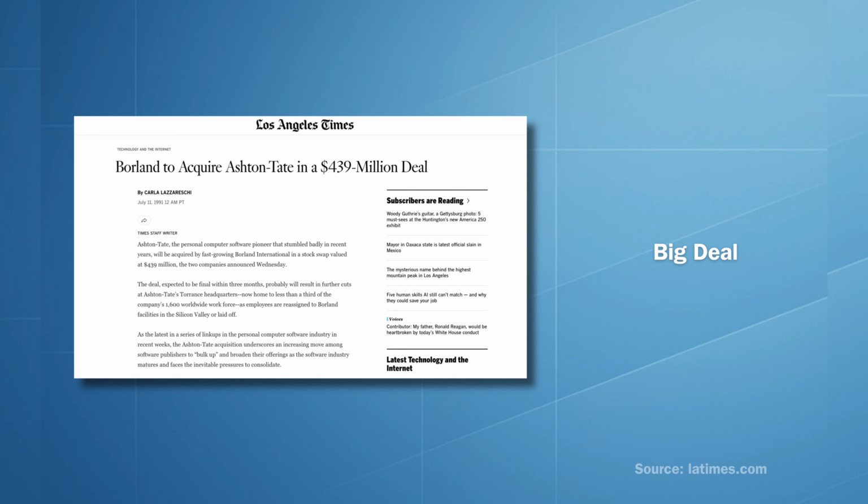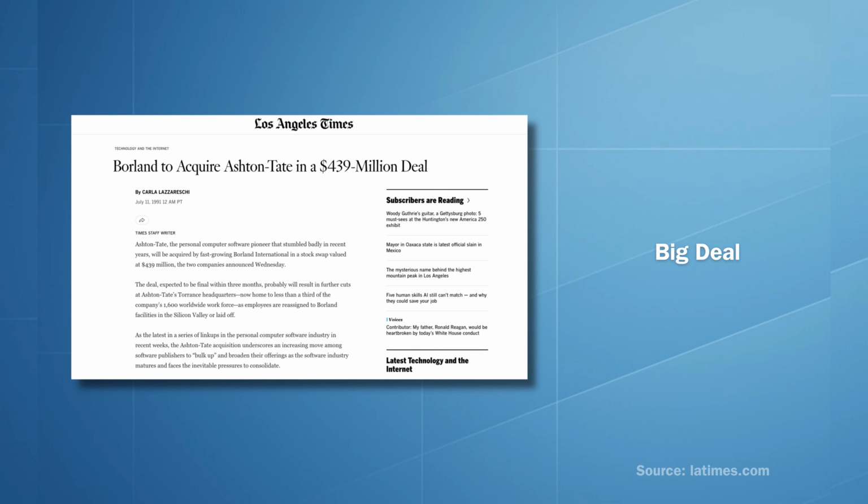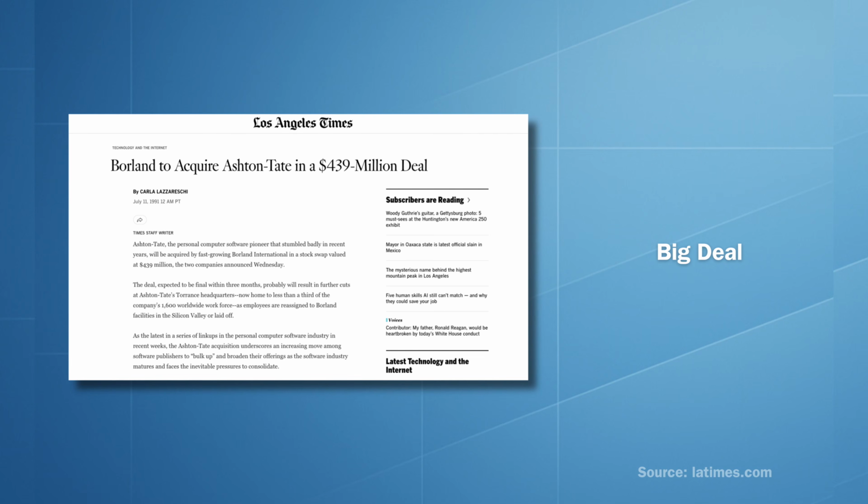The decline of Paradox wasn't caused by a single bad product release or an engineering mistake. Instead, it was the result of a series of strategic decisions that gradually weakened Borland's position just as Microsoft was becoming more powerful. One of the most significant decisions came in '91 when Borland acquired Ashton-Tate, the company behind dBase, in a deal worth approximately $439 million.